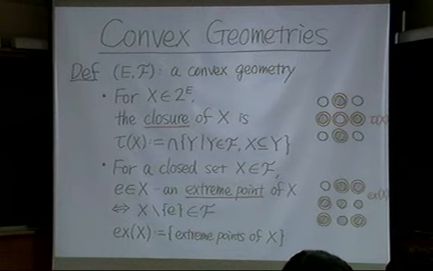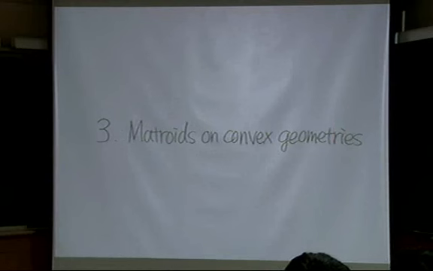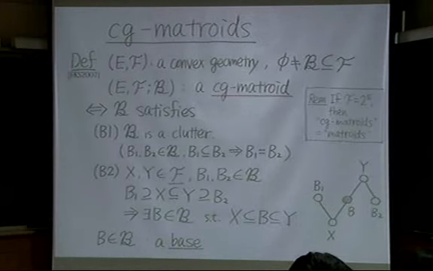So we defined tau X and ex X. Okay, now I will show you the definition of CG matroids. Okay, let E, F be a convex geometry, and let script B be a non-empty subfamily of F.